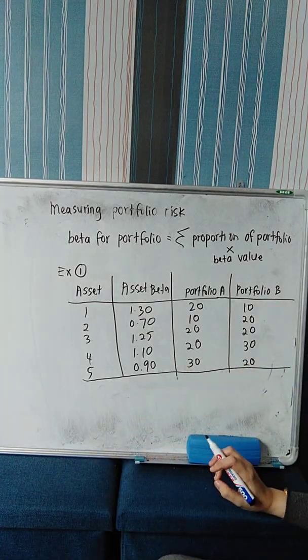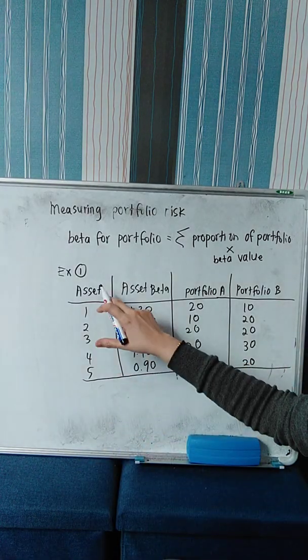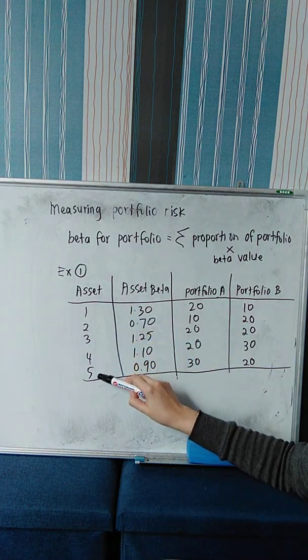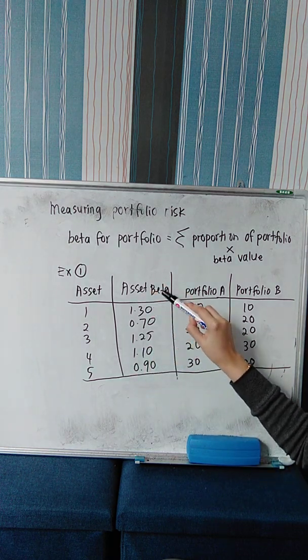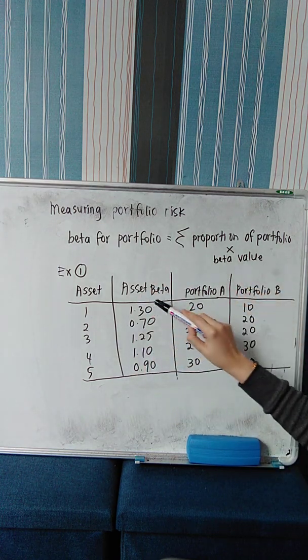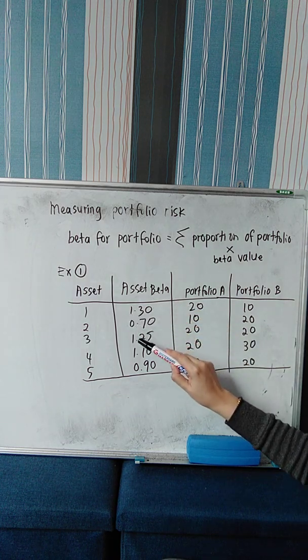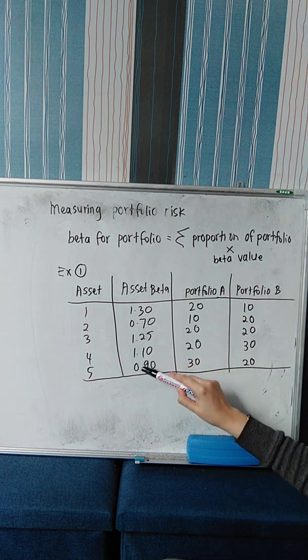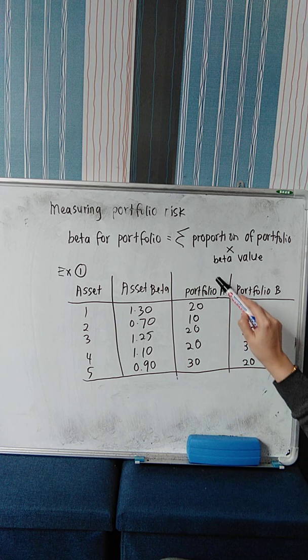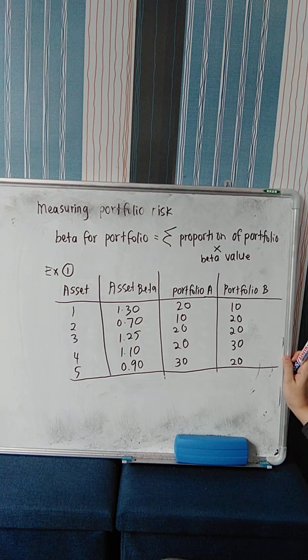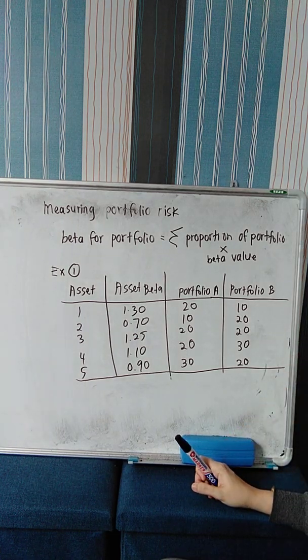Okay, so you refer to example 1. This is given the asset. Asset 1, 2, 3, 4 and 5. And then asset beta. Asset beta means the beta value. The beta value given 1.30, 0.70, 1.25, 1.10 and 0.90. And then given you portfolio A and portfolio B. So you have two types of portfolio. The question asks you to determine which portfolio you will choose and explain why.